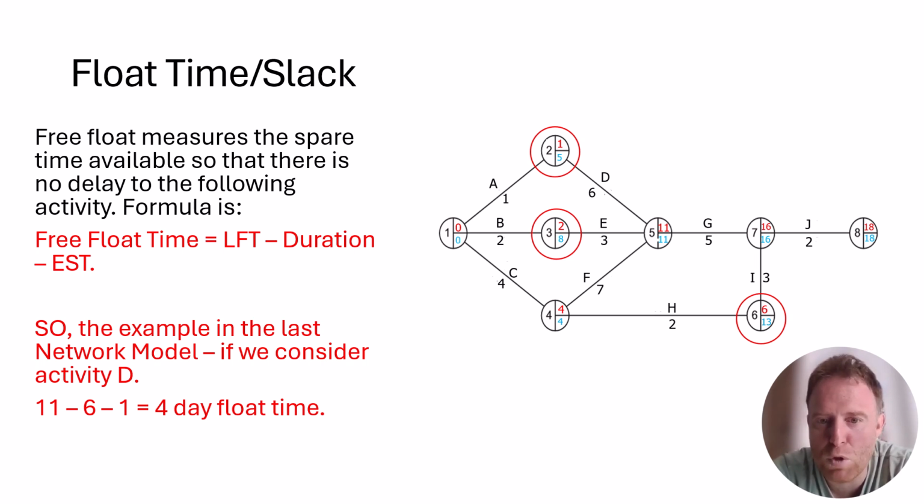So if we're looking at the float time for D, or the slack of D, we'd start with node 5, because node 5 would have the latest finishing time for that activity, which would be, as we can see, 11. So 11 days, let's say. We'd minus the activity, which is 6 days, and then we'd look at the earliest start time, which is 1 day, and it would give us a 4-day float time for activity D, and it just highlights the flexibility within that activity.